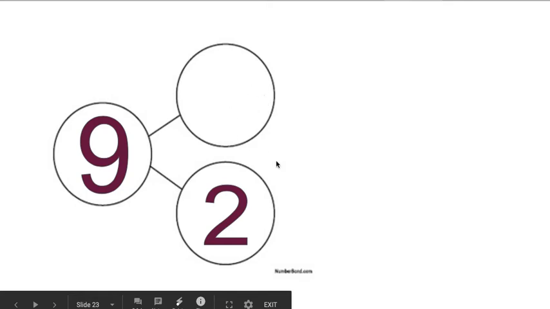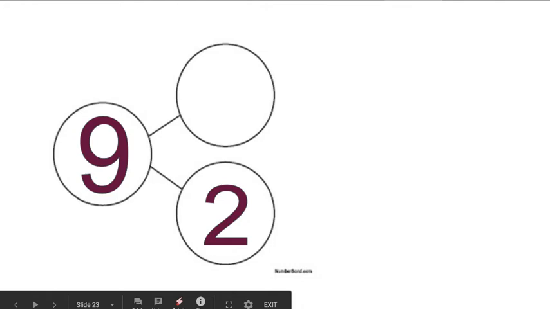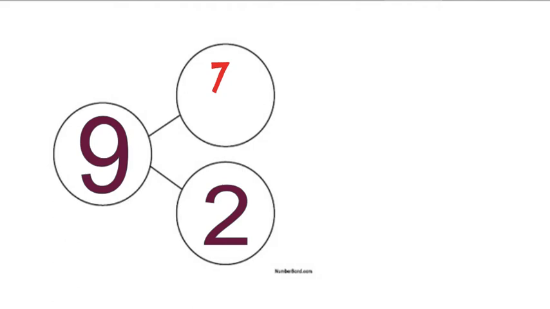2 plus what equals 9? Okay, I'm going to use this from now on. So 2 plus something equals 9. What is that missing number? 7.